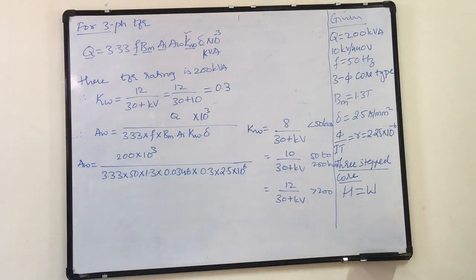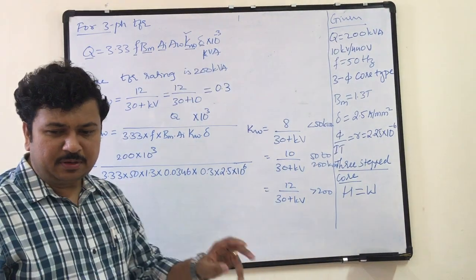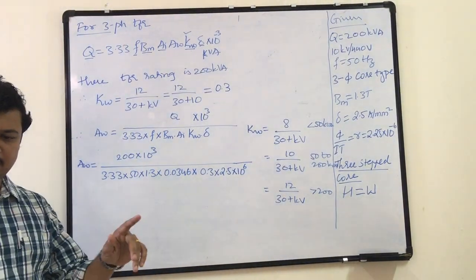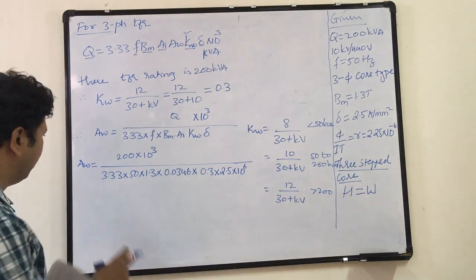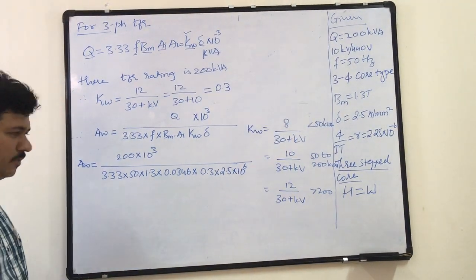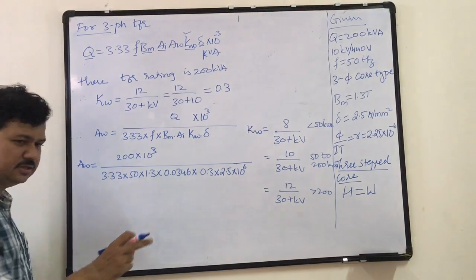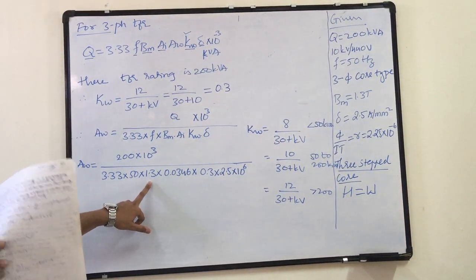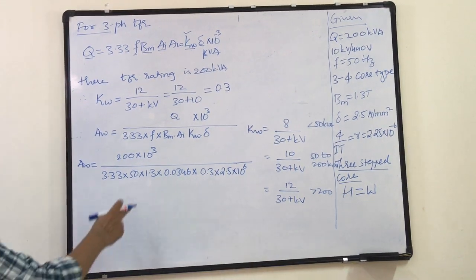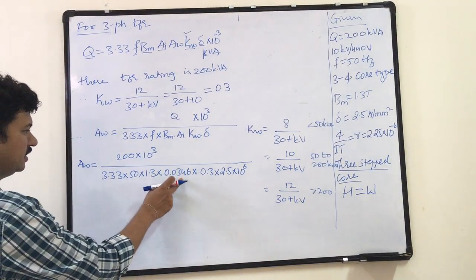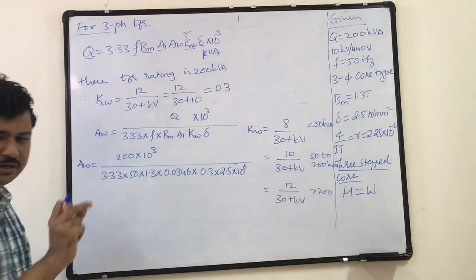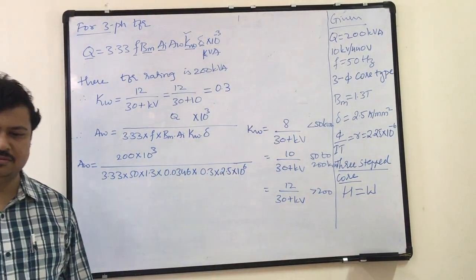The value of delta given is in ampere per millimeter square. Now I have to convert that to ampere per meter square, because my area of window should come in meter square, and area of iron AI is in meter square. Flux density is in Weber per meter square. So this is per meter square, this is meter square, and I want the window in meter square. Therefore my current density should be in ampere per meter square.